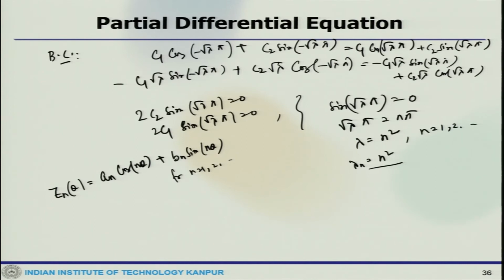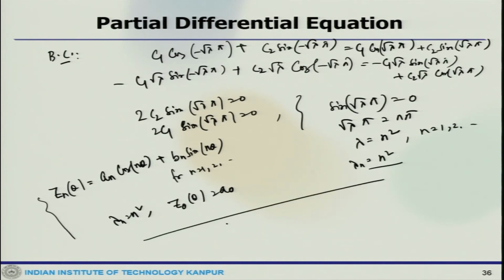Now, if we put these things together, all the eigenvalues and eigenfunctions of this 2-point boundary value problem are given by lambda n equals n square, with the corresponding eigenfunctions z naught theta equal to a naught and z n theta given as above, where a n and b n are constants. Now, we have the radial component of the boundary value problem, which was r squared f double prime r plus r f prime r equals n square f r for r greater than 0.